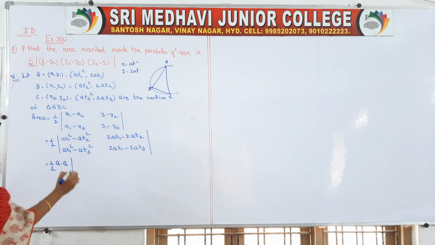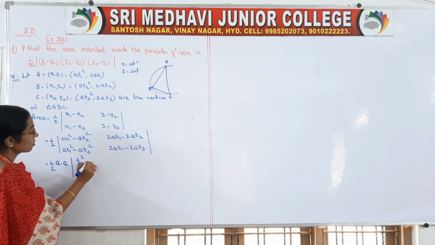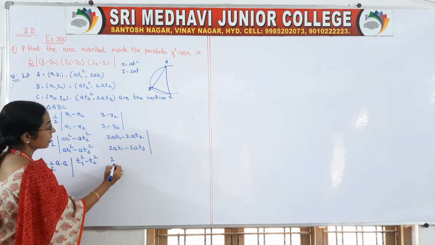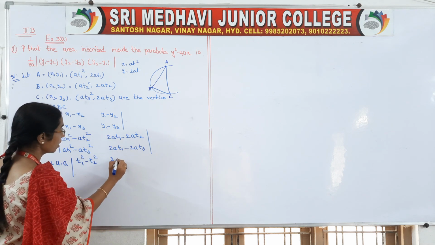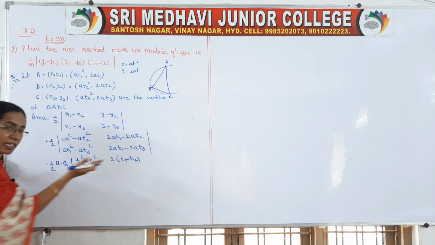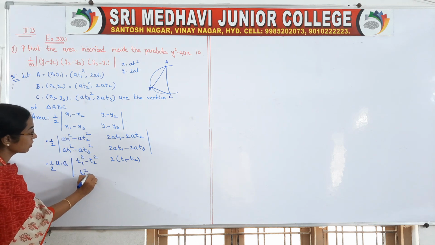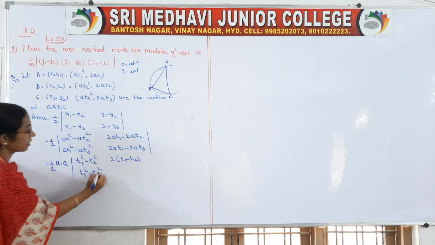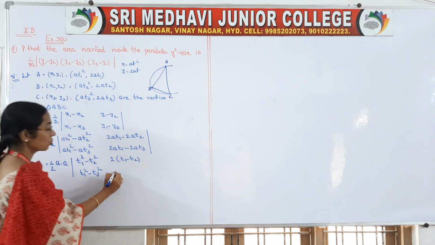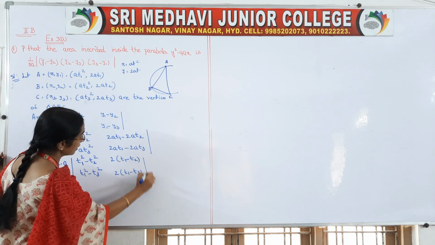So now what are the values inside the determinant? This is t1 square minus t2 square. Here 2 into 2 is common, right? It is t1 minus t2. A is taken common from the first row. Similarly, t1 square minus t3 square. Here also a is taken common, so 2 will be there. It is t1 minus t3.